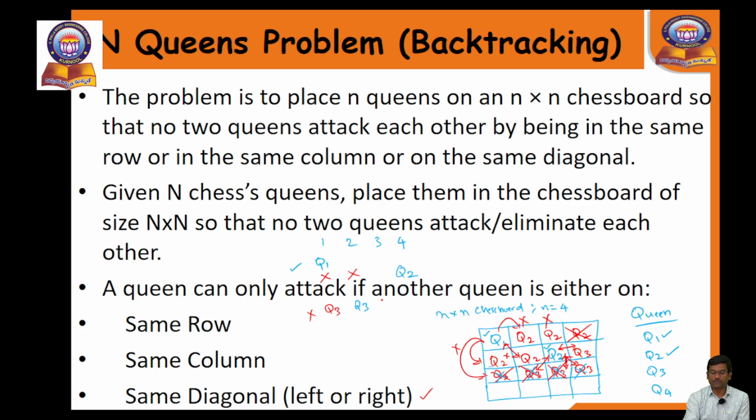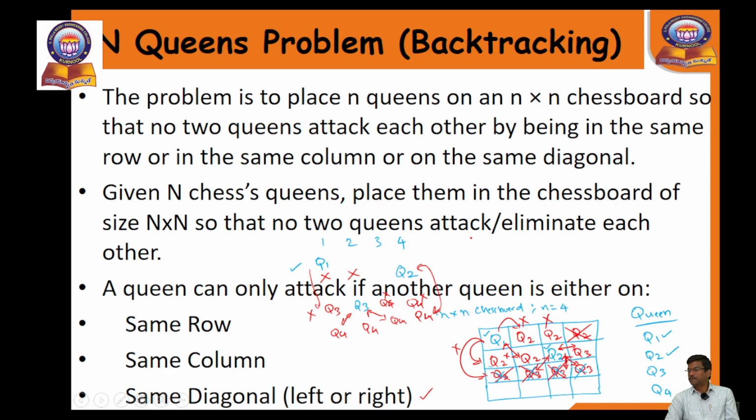Queen 4 cannot be placed in this cell because these two queens will be under attack. And queen 4, if I place here, these two queens will be under attack. Queen 4 cannot be placed here. And if I place q4 here, these two queens will be under attack. And similarly, if I place queen 4 here, then these two queens will be under attack. So what can you interpret?